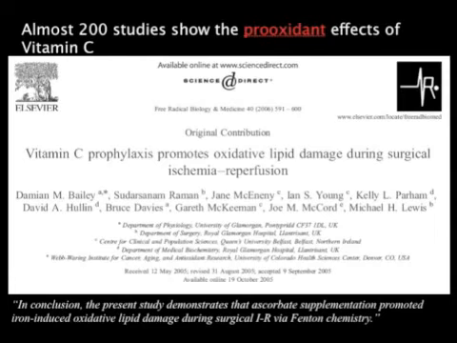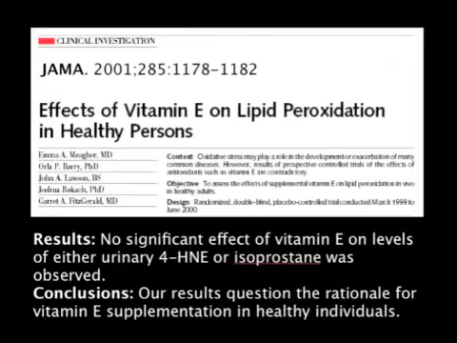So in this particular paper, in conclusion, the study demonstrated that vitamin C supplementation promoted iron-induced oxidative lipid damage. And a pretty impactful, pretty profound paper. This is another one published in JAMA on vitamin E on lipid peroxidation in healthy people. The results of this is there was no significant effect of vitamin E on levels of urinary 4-HNE or isoprostane was observed. The conclusion is the results question the rationale for vitamin E supplementation in healthy individuals with respect to free radical reduction.